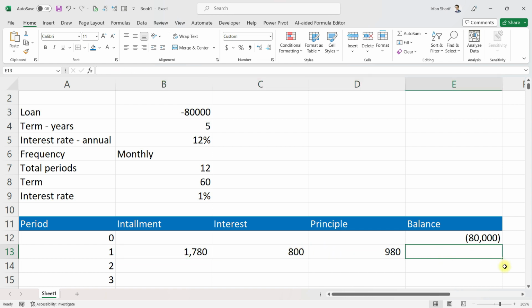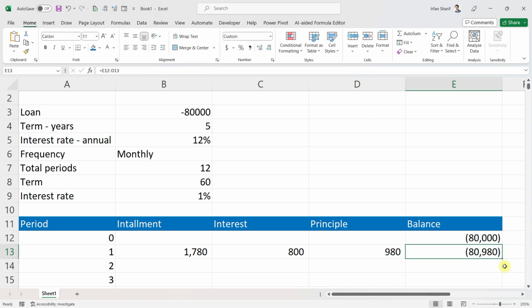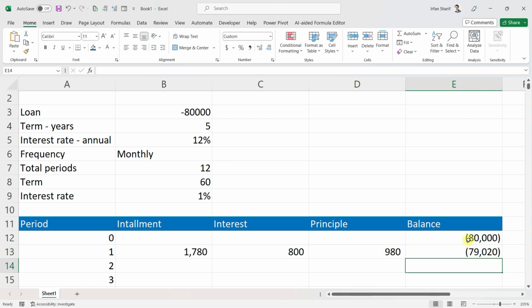So we now can calculate the balance, and that is the previous balance of the loan minus the principal repayment that we have just made in this installment. And now you can see that this has actually reversed, and this is because my starting value is already negative. So to handle the negative, I will be doing the plus here, so that this negative value can move towards the zero balance. So out of that 80,000 negative loan, 980 has been paid, so the loan amount has been reduced, and now this amount is 79,020.